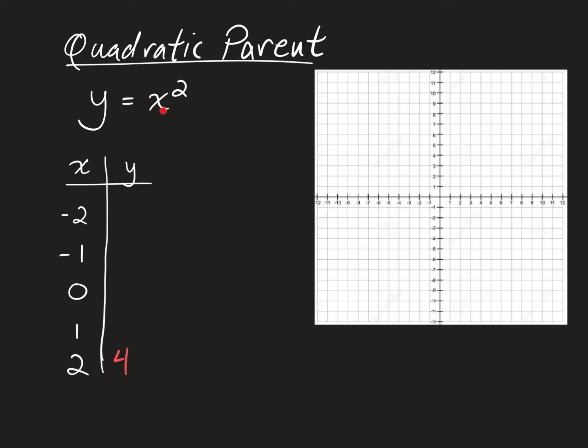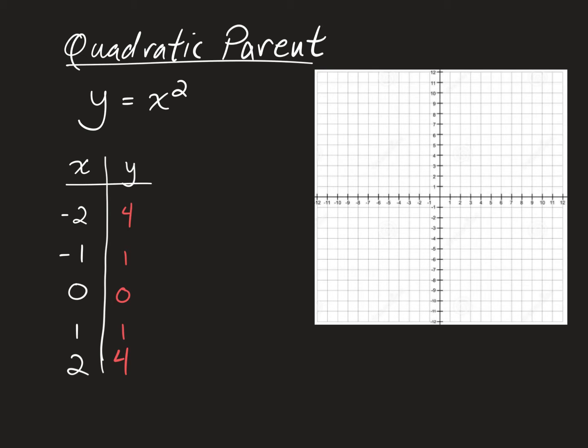When you substitute 1 in for x, 1 squared is 1. So when x is 1, y is 1. And we can do this all the way down. I might say you want to be careful when you square a negative number, you will get something positive. From here, I'm just going to plot these ordered pairs.